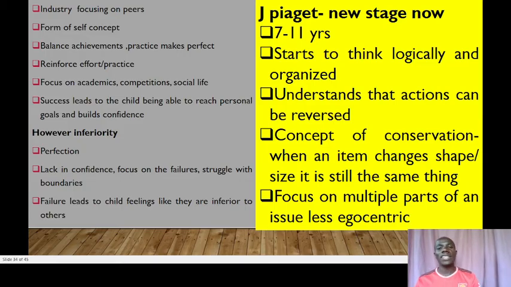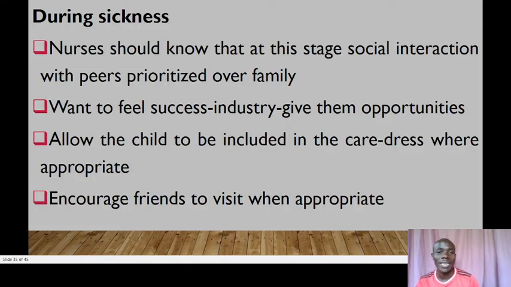What about Jean Piaget? Remember, Jean Piaget looks at these 7 to 11 years, and they are starting now to think logically and in a more organized way. So they understand that their actions can be reversed. So the concept of conservation comes in. That is, when an object changes shape or size, it is still the same. If you have a cup of water, for example, you pour it into something, it remains water, okay? It doesn't change. So they focus on multiple parts of an issue. So they are less egocentric. But be sure there are still some kids who are still egocentric, guys.